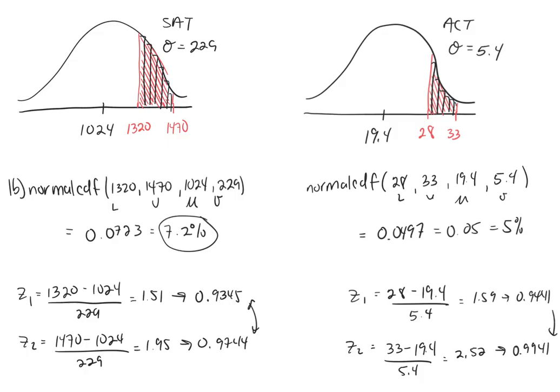And then again, if we subtract these two from each other to get the shaded area in between, you should get something very close to 0.05 or 5%.